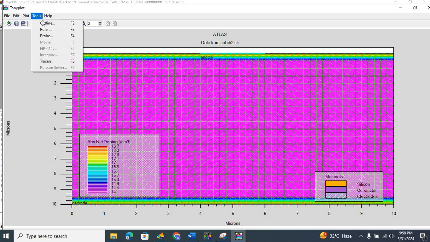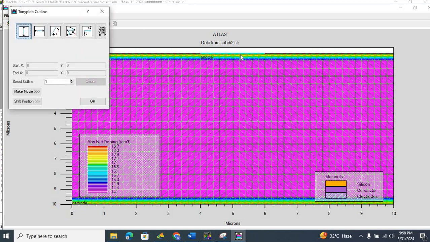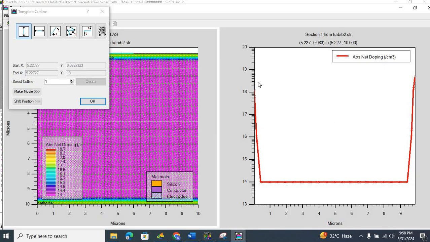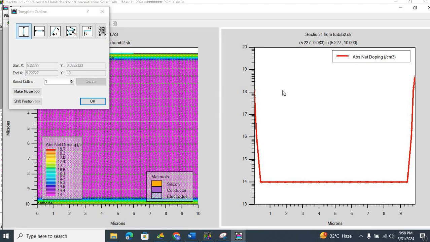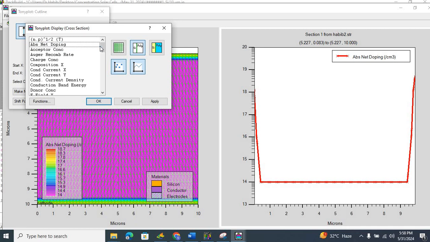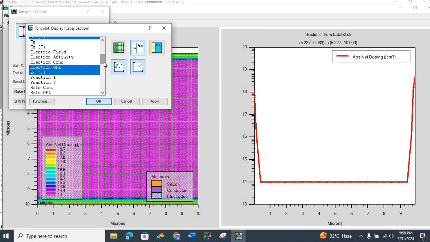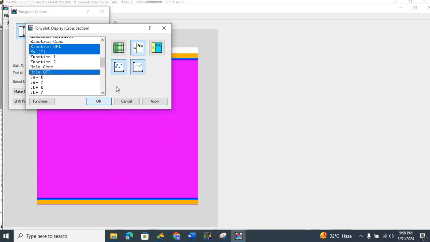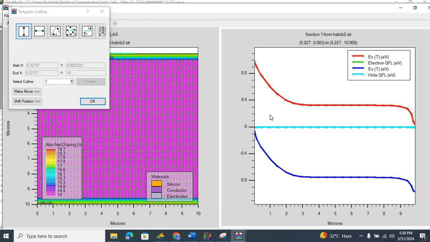You can also see the doping levels by introducing a cut line in the structure. So here is the doping, close to 5×10^18 per cubic centimeter at both ends, but it's 10^14 per cubic centimeter in the middle. And similarly you can also see the energy band diagram of this structure by clicking on these options. So here is the energy band diagram of this PIN structure.